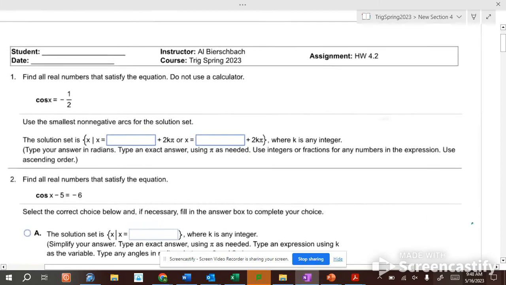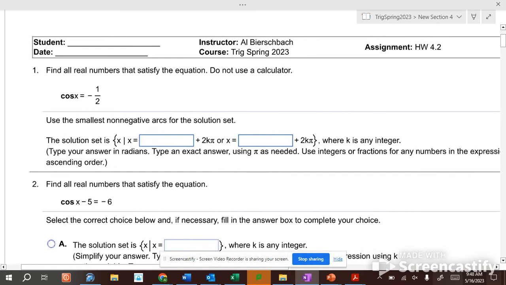Standards in trigonometry is to be able to solve trigonometric equations. Now, we've seen problems like this before. It's just the solution set is a little different here. Okay? It says find all real numbers that satisfy this equation. And when they mean all real numbers, they mean every solution. So if it's every solution, where is the cosine of x equal to negative 1/2?